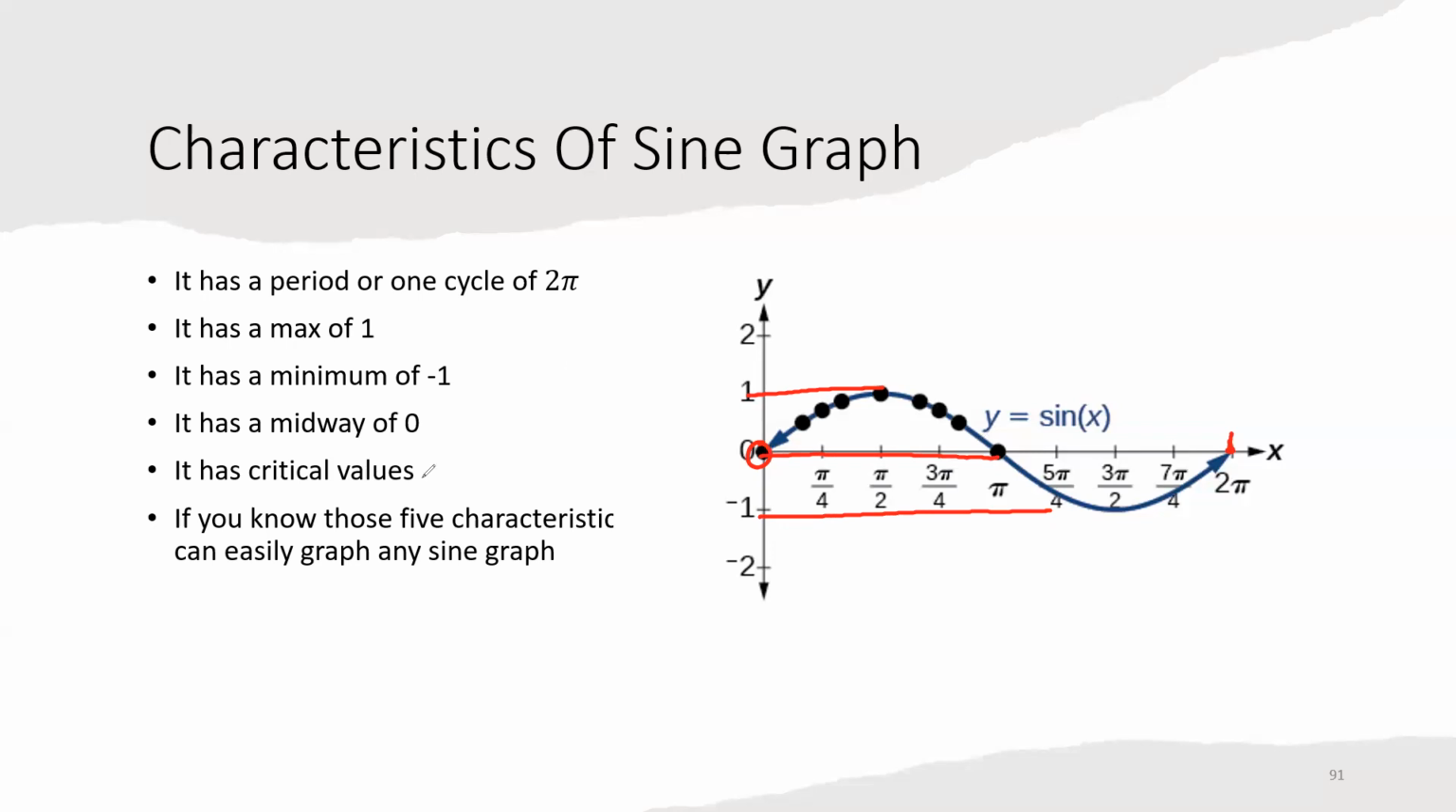Okay, and then it has the critical values. I kind of explained it on the first slide. It's all your x coordinates: this, this, this, and that. So basically, if you know those things, you can easily graph a sine graph. Doesn't matter if it's the parent graph or where it has horizontal shift, vertical shift, reflection.